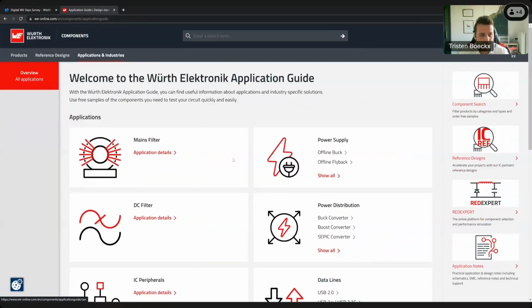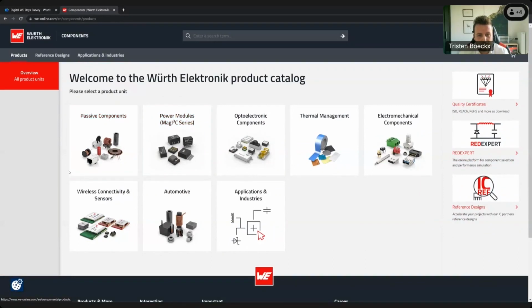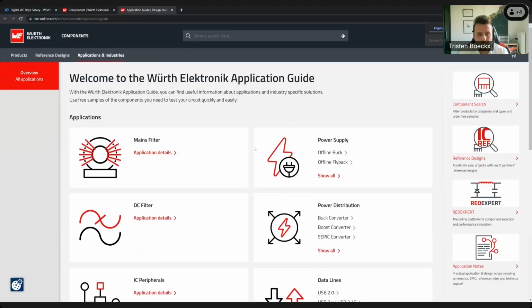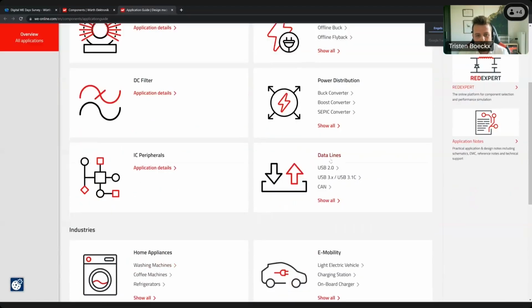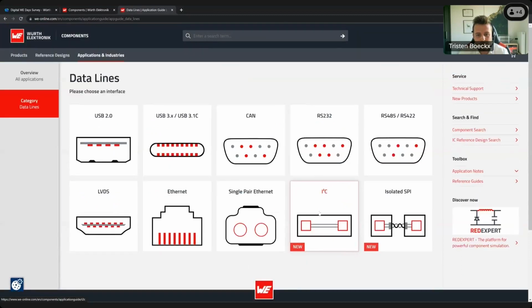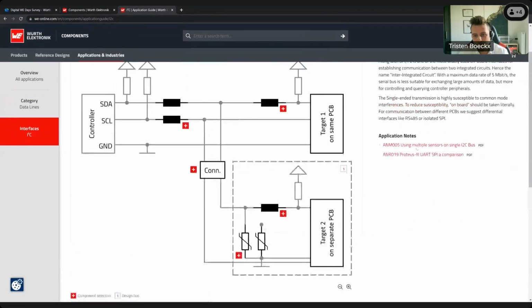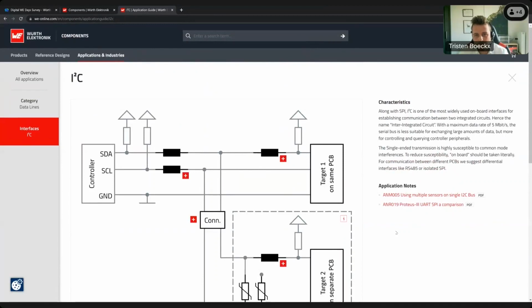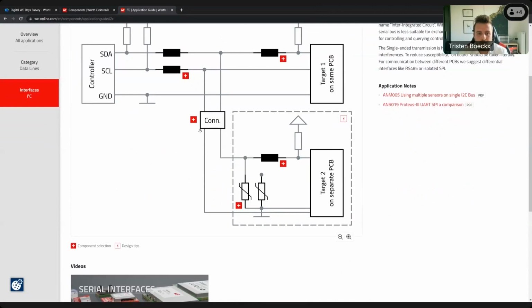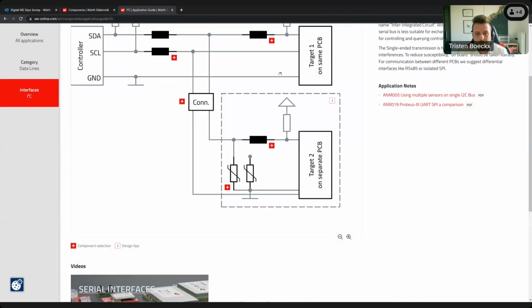Can you see my screen? Yes. So maybe in short to show how I got there. We have here our landing page. We go to applications, application guides. We have here a lot of applications. If we then look at the data lines, we can see that I2C is inside. And then we have a full recommendation using I2C and also some application notes. So I would recommend the person that requested this question to have a look at this page and see inside the application notes what can be used. So here we see that there are ferrites used and also some ESD protection inside the system.